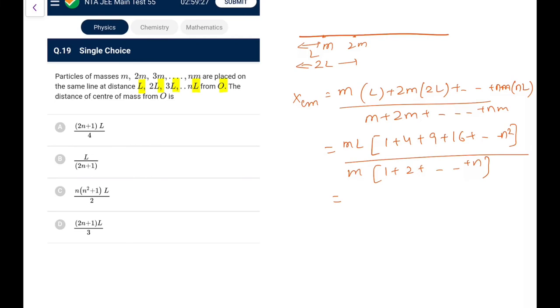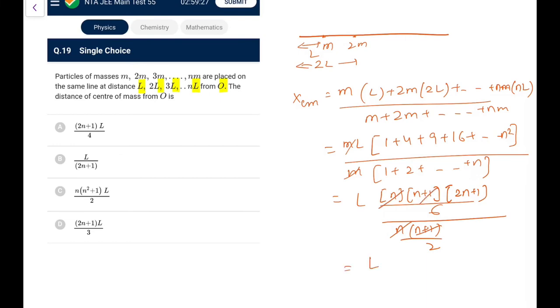From your mathematical logic, sigma n squared and sigma n, you all are aware. So this would be L times sigma n squared, which you write as n into n plus 1 into 2n plus 1 divided by 6, and sigma n you write as n into n plus 1 by 2. So n into n plus 1 gets cancelled. So 2L comes up, into 2n plus 1 by 6. So it is L by 3 into 2n plus 1, sorry, 2n plus 1, not n plus 1. So option D is the first one that I can make out.